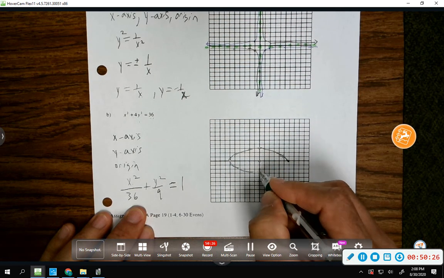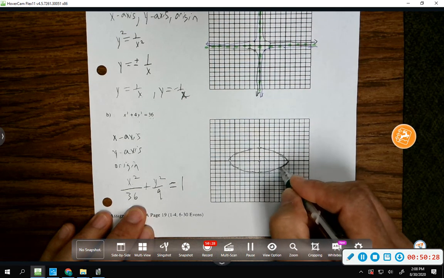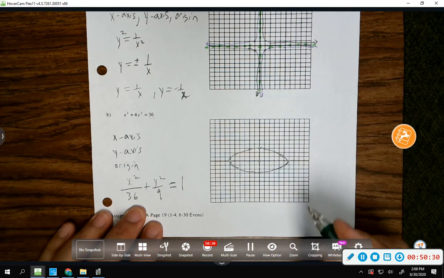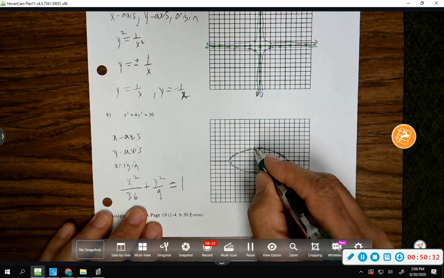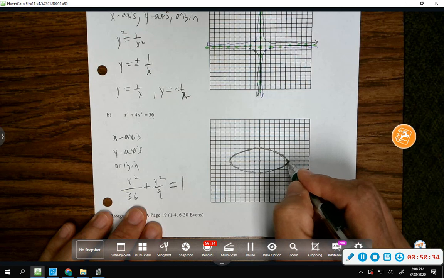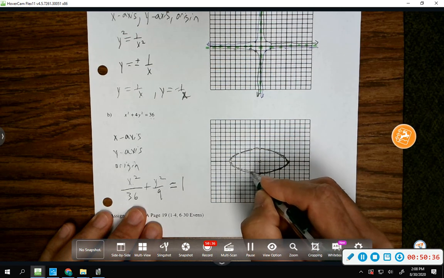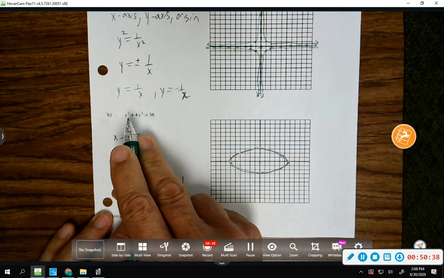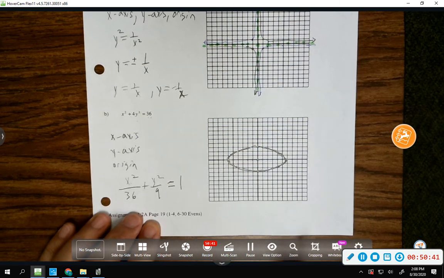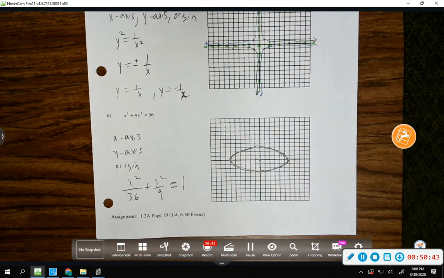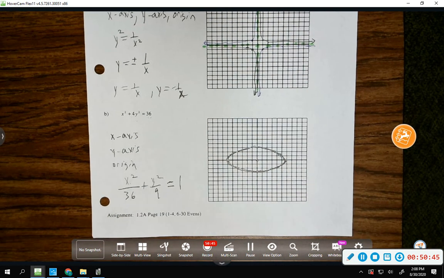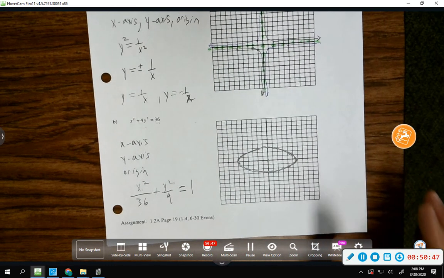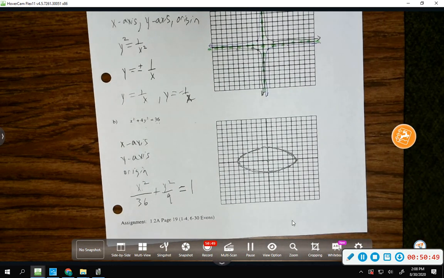Now, I don't know how much practice you had on this. It's not going to be a huge skill that's going to come up frequently, but you need to be able to recognize an ellipse versus a hyperbola versus a circle. And we're going to see lots of it, so no need to panic, but that's what that one would look like. Okay? That's the end of the notes for Chapter 1, Section 2A. We'll finish the rest up later.